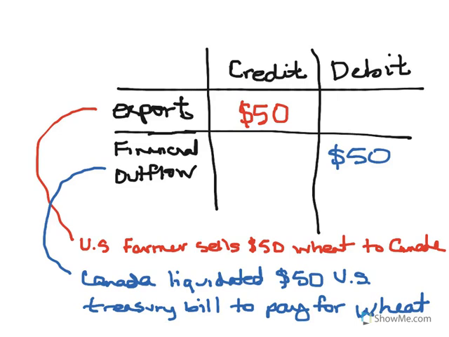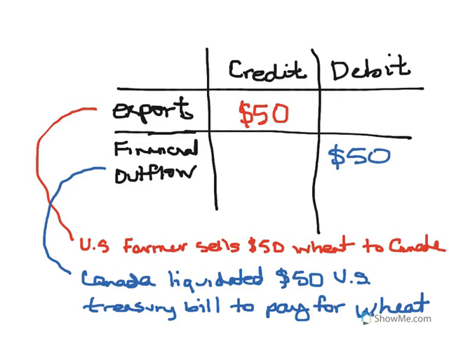So here I have an example of what we mean when we say that every single transaction has to be recorded as two accounts. So there has to be a credit and a debit. Let's say, for example, that the transaction we're talking about is a U.S. farmer exporting wheat to Canada. Let's say a Canadian buys $50 worth of wheat from a U.S. farmer. Well, that would be recorded as a $50 credit for the export that took place, simply because that export gives rise to the inflow of money.